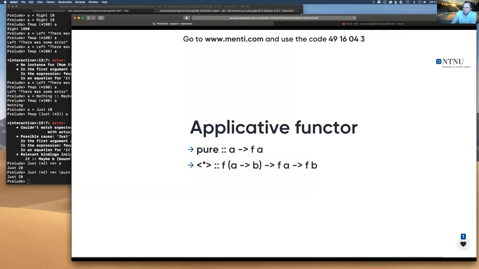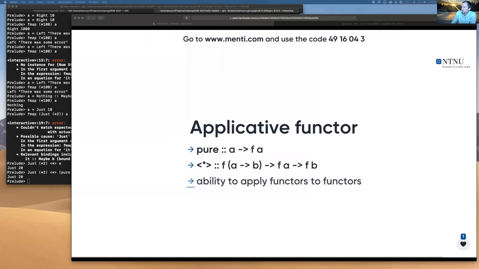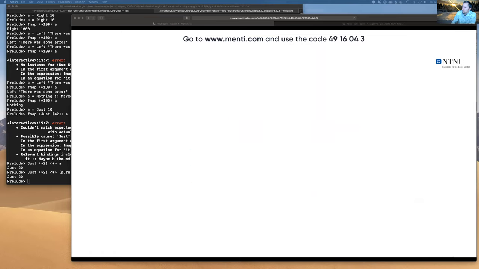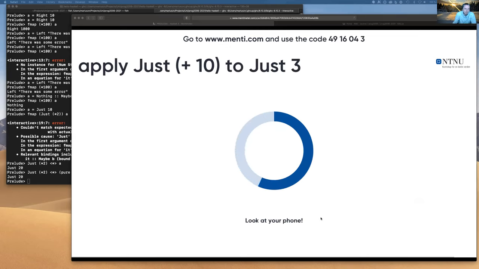All right, so one more test. I think an applicative functor is basically an ability to apply functors to functors, right? We had a functor as something that can apply a function over. With an applicative functor you can apply functors to functors, right? So one more test. I hope it's the last one. Yes, the last one. So that should be obvious because we just did that.